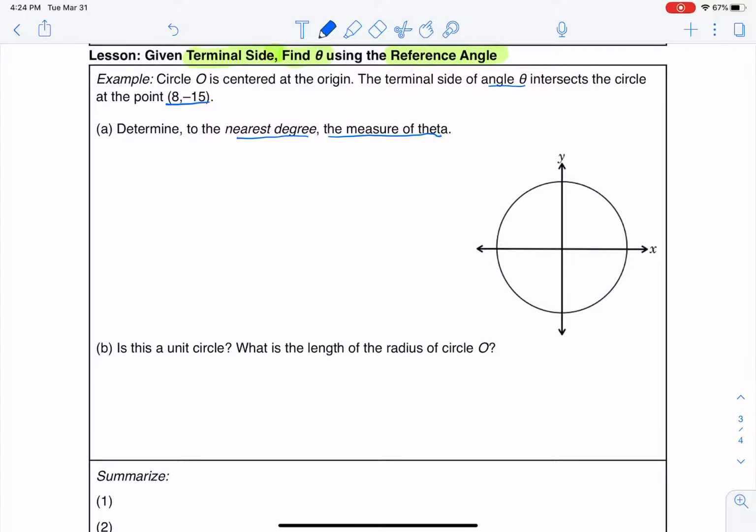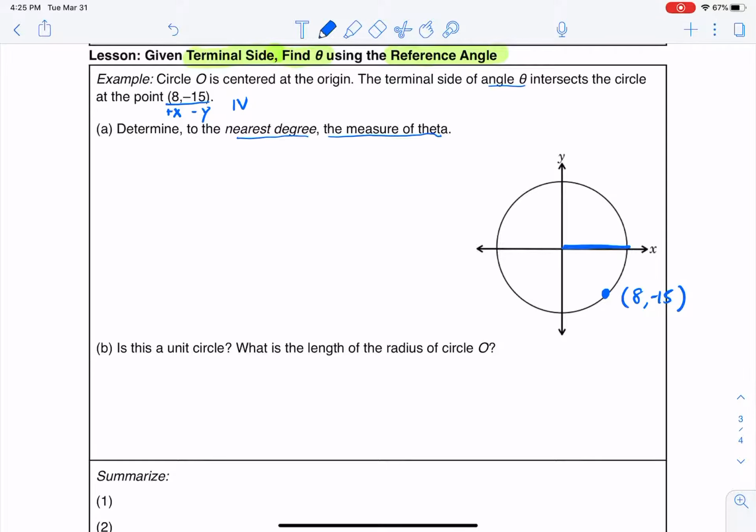So first of all, I'm going to draw on that point (8, -15). Now that's a positive x value and a negative y value. So that tells me I'm in quadrant 4. So positive x values are this way, negative y values are that way. So let's estimate that point to be around there. Now, again, this doesn't have to be perfect. This is just a diagram to help us visualize what's happening in this problem. All right, so that's where the terminal side of the angle intersects.